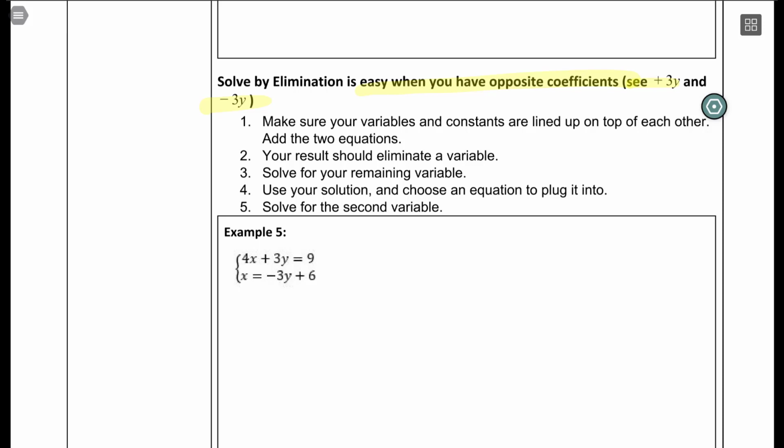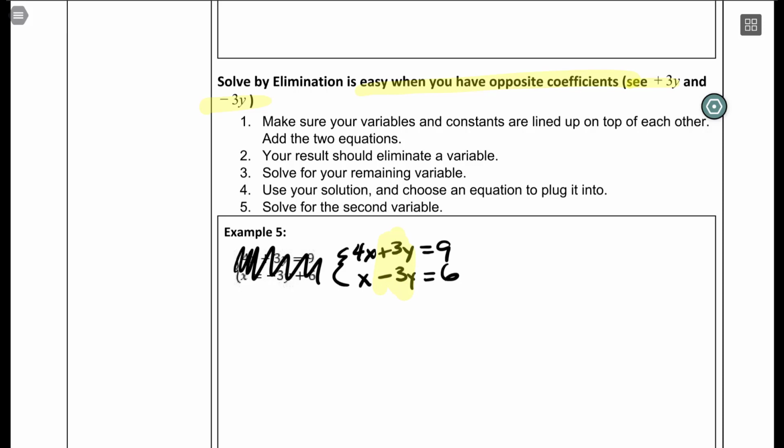So actually, I have the wrong setup right here. Let me rewrite the equation as it was originally. This was my original system. 4x plus 3y equals 9. x minus 3y equals 6. This is actually really handy because we have the same coefficient for y, but they are opposite in sign. 3y versus -3y. Same size, opposite sign.